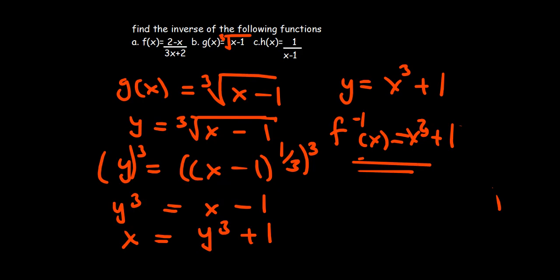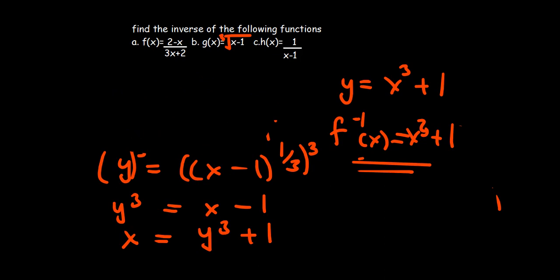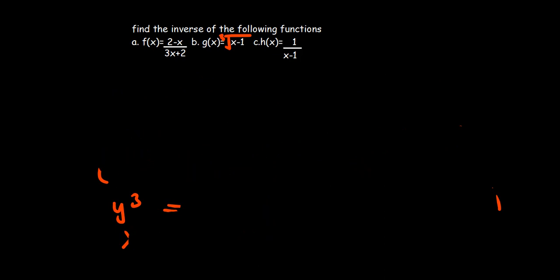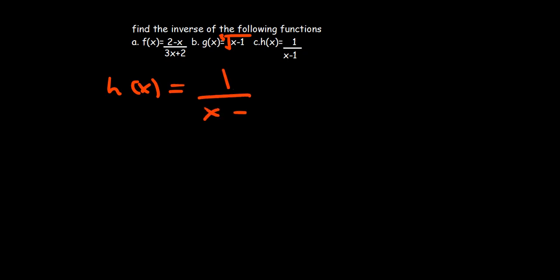Let us do the last question. So the last question, we have that h of x is equal to 1 over (x minus 1). So you replace with y there, then I have y equal to 1 over (x minus 1), like that.